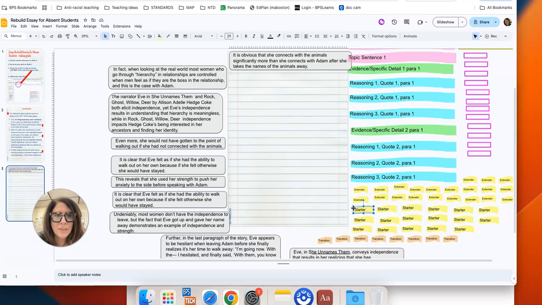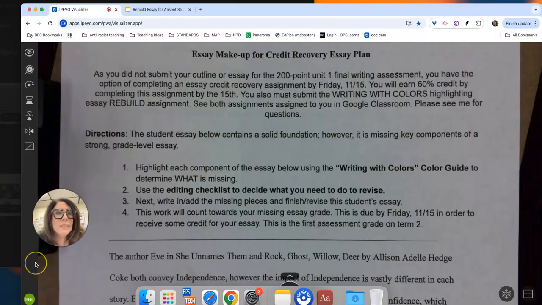The only final thing is that if you have not written anything, you do have the option. I will put it on Google Classroom. So this is an essay makeup credit recovery plan for students who have not done any writing. Again, this is your first writing assessment on term 2. Really, I will extend it till the 18th, and then that's it. You'll earn 60% credit instead of a 0 for this first writing assessment if you follow these directions.